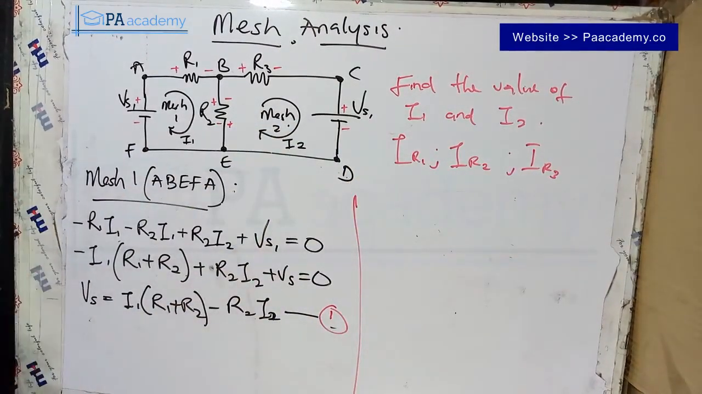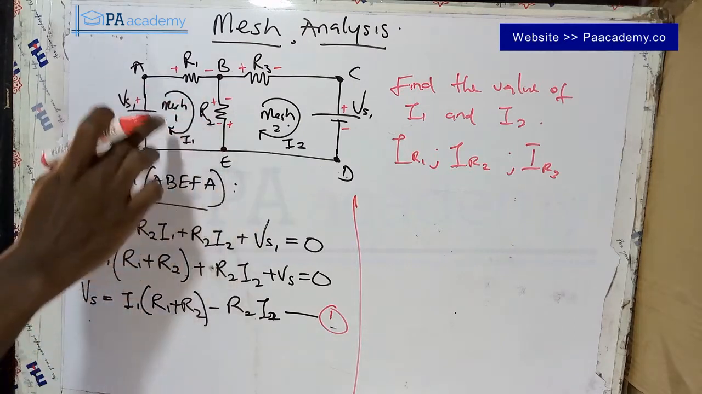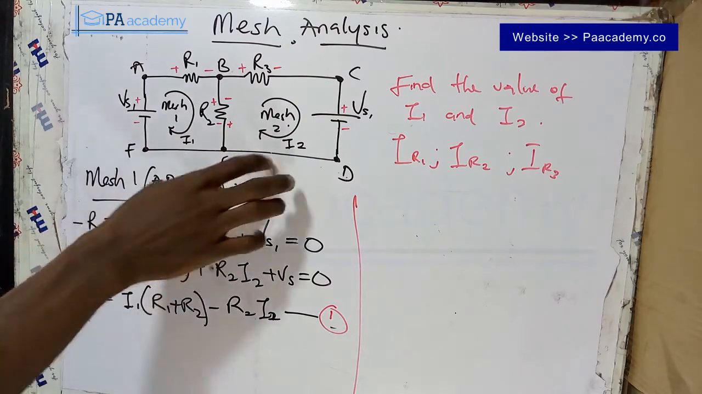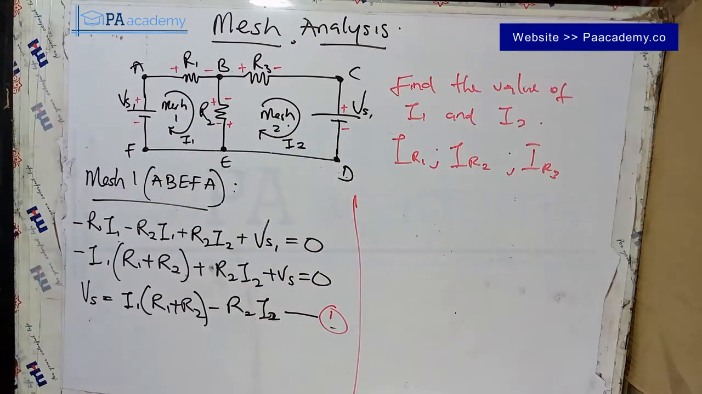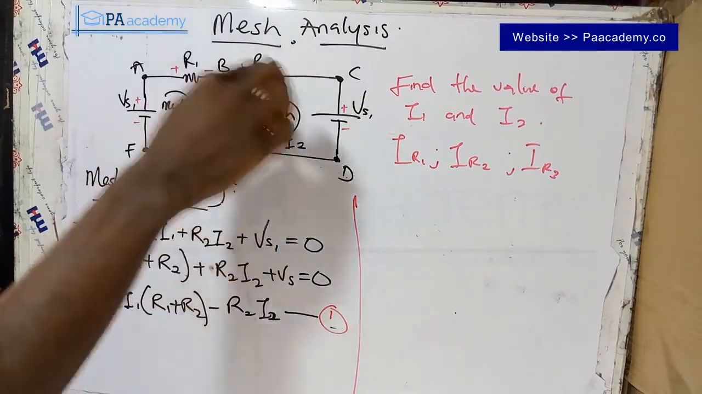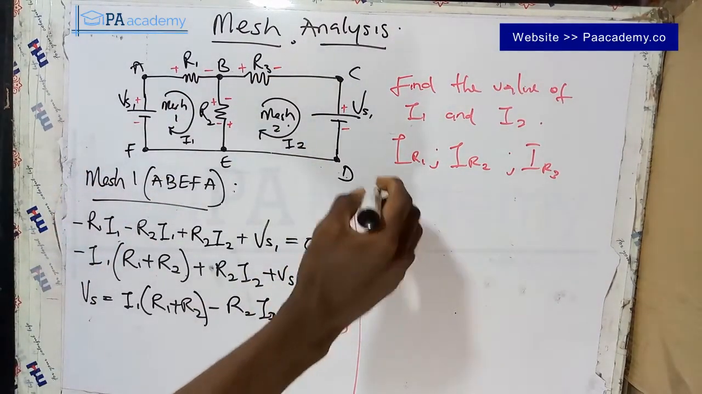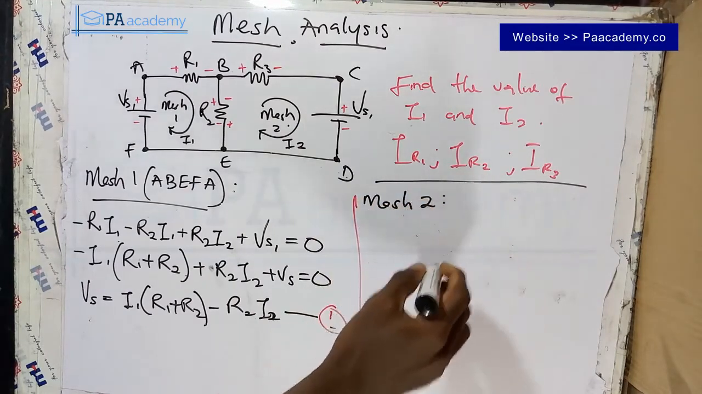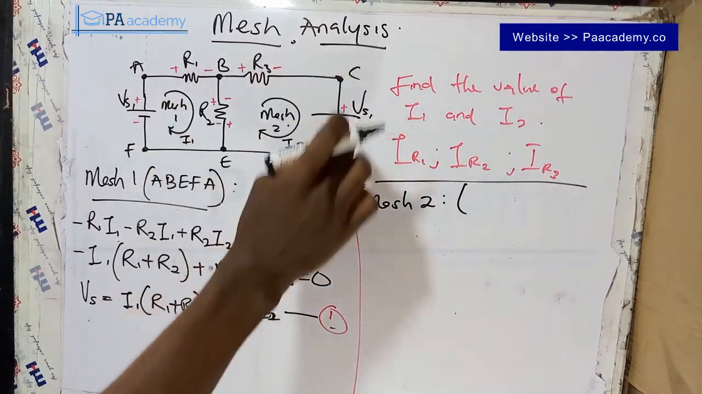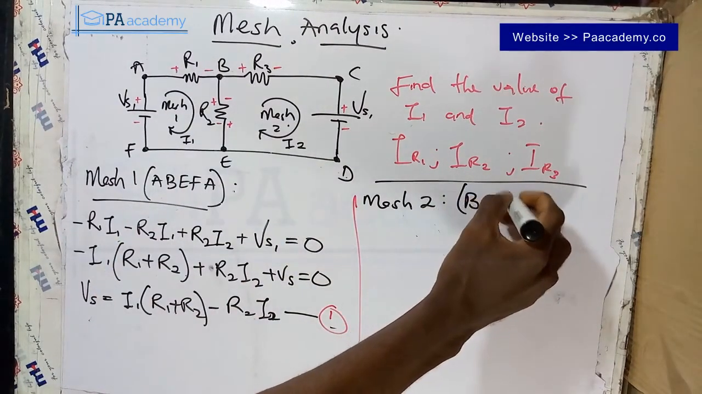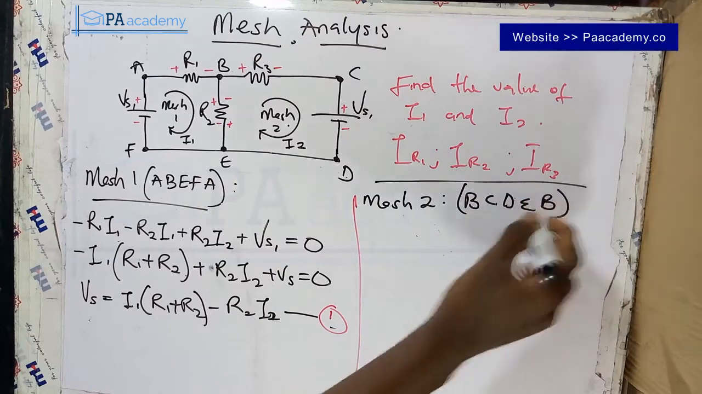So we've gone through the first step by analyzing mesh 1. Now we are also going to analyze mesh 2. This is mesh 2. For us to analyze mesh 2, we are going to take it from point B and go round the mesh. So let me write here that the path for mesh 2 is B, C, D, E, and back to B. So that's B, C, D, E, B.